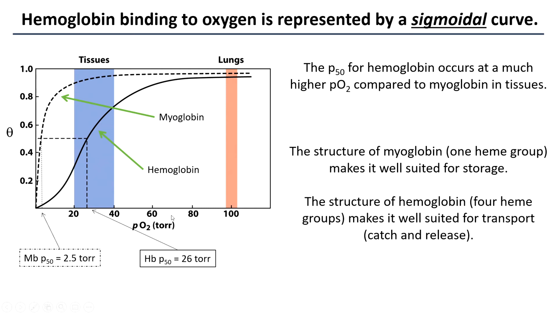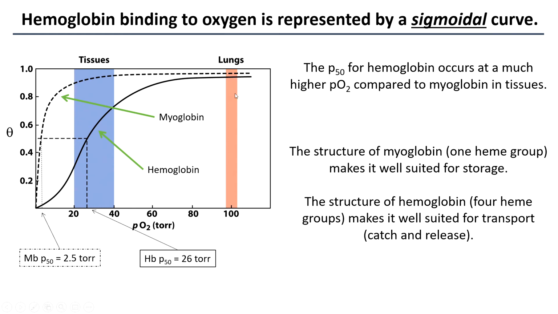The structure of hemoglobin, however, makes it well suited for transport. It catches oxygen in the lungs where oxygen concentration is very high, and therefore hemoglobin is saturated. But when oxygen concentration drops to a low concentration, as is present in the tissues, fewer hemoglobin molecules will be bound to oxygen. So again, it takes about 26 torr for only 50% of the hemoglobins to be bound to oxygen. The other 50% are open and free of oxygen.